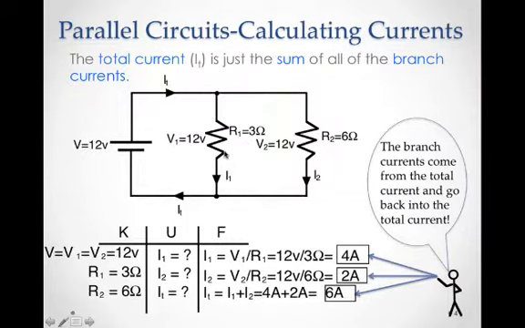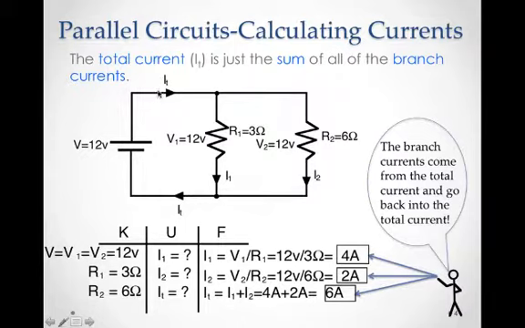Now, another thing to note is that when the current comes in here, it splits, like a river splits into two tributaries here and here. This river of current comes in, some is going to flow this way and some will flow that way. Well, 4 amps flows this way and 2 amps flows that way.